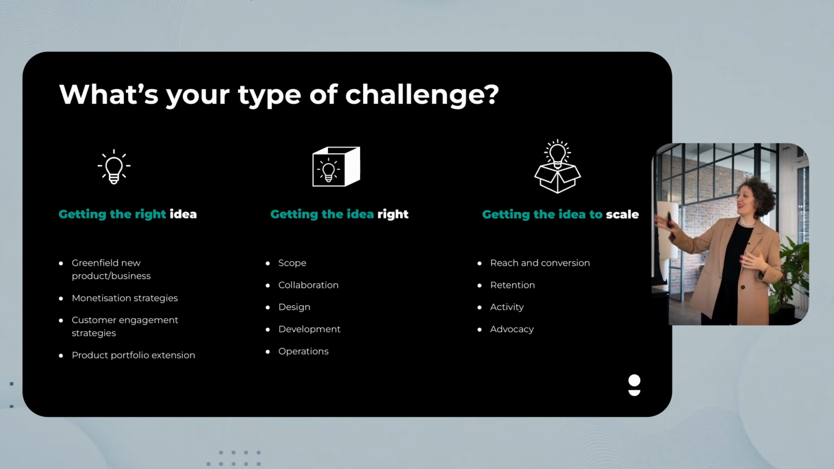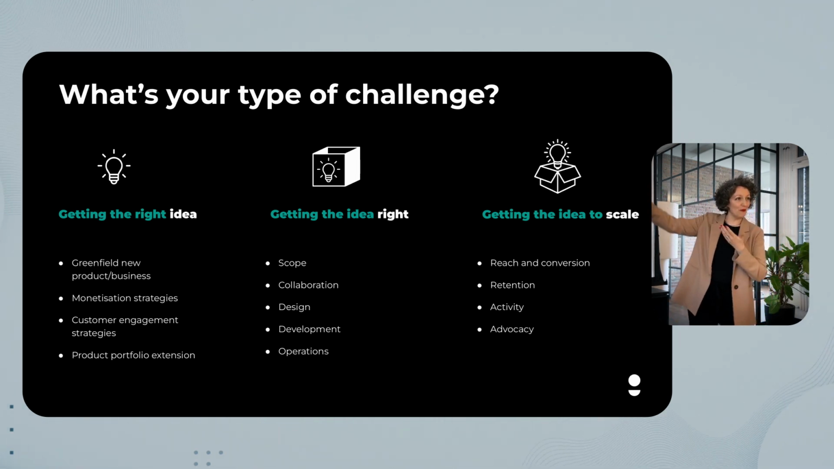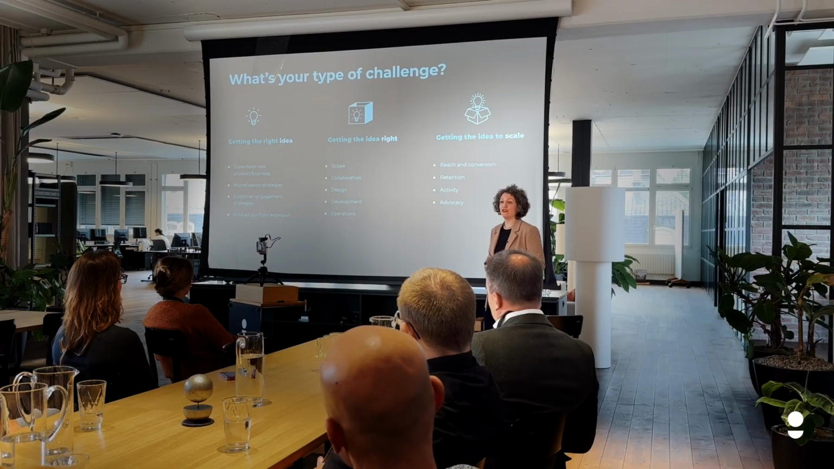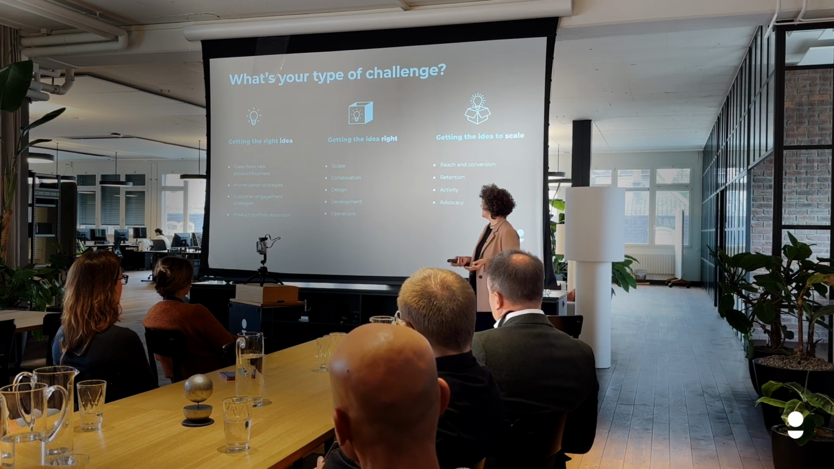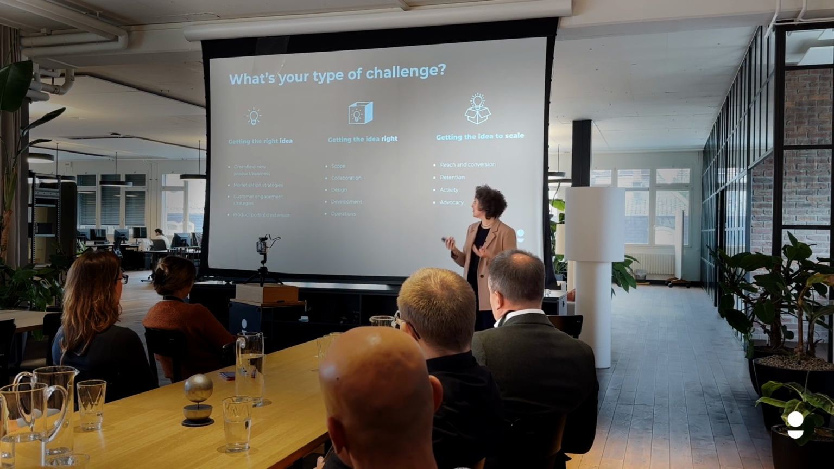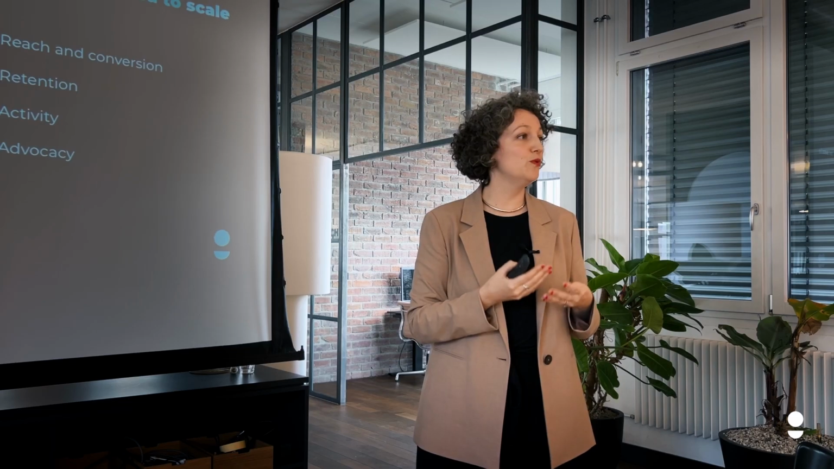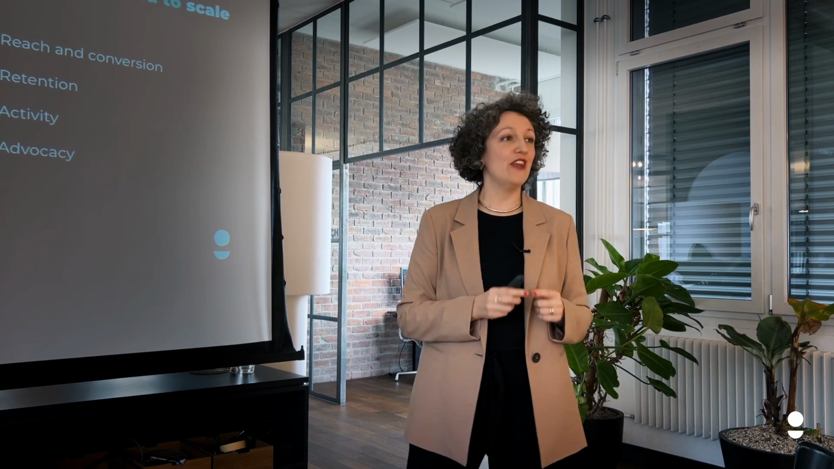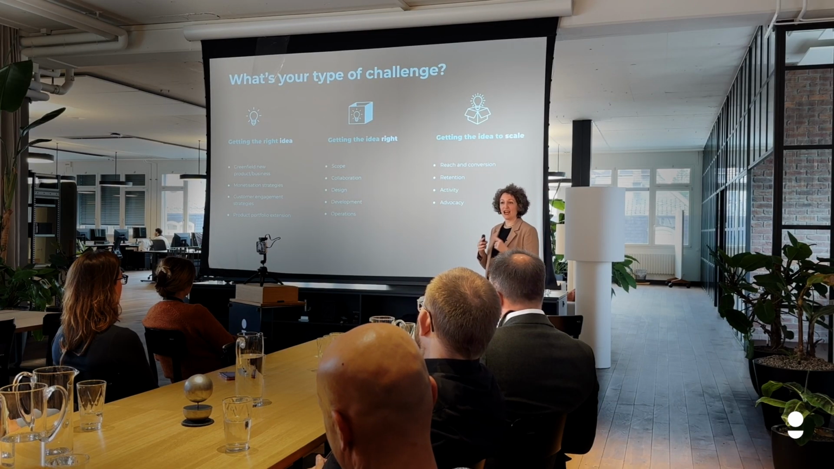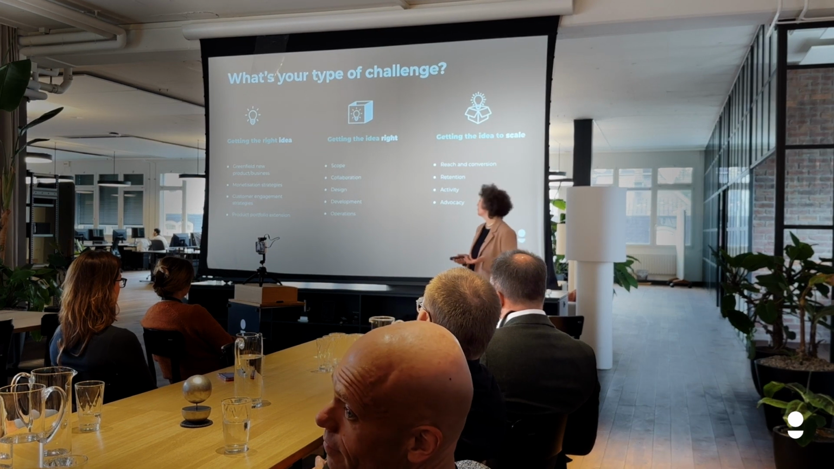Once we have defined and validated one of these types of ideas, then it's really about getting the idea right. So do I have the right scope for the budget and time that I'm allowed to use? Do I have the right collaboration set up internally and externally? Do I know how this should look, how the user experience should be, how the information architecture is set up? Do I know how to make it work with the infrastructure that I have, or do I need to introduce a new infrastructure from an IT perspective? And also, what's around the digital product? Are my operations ready to sustain what I'm trying to achieve?